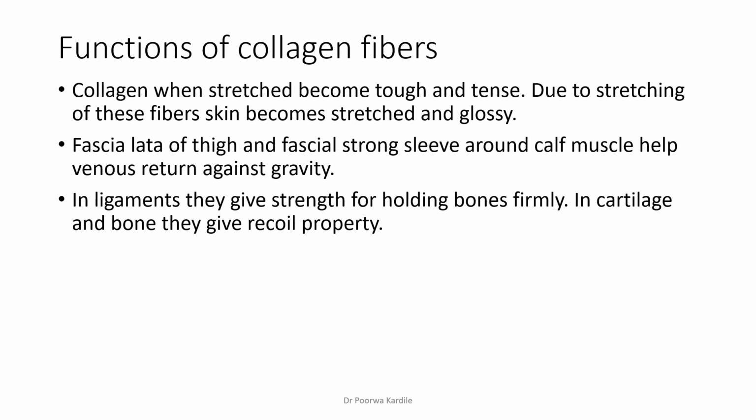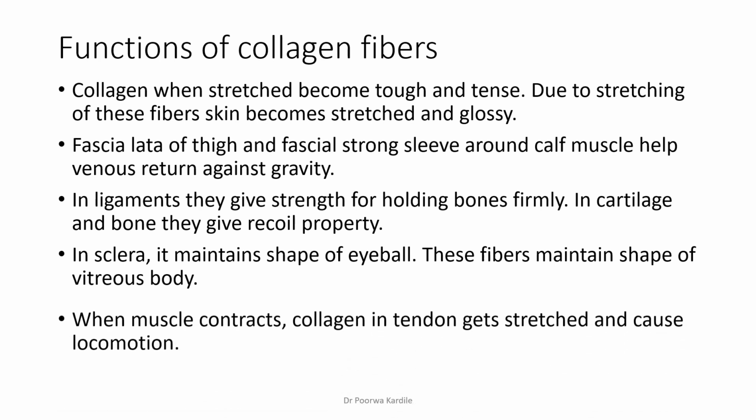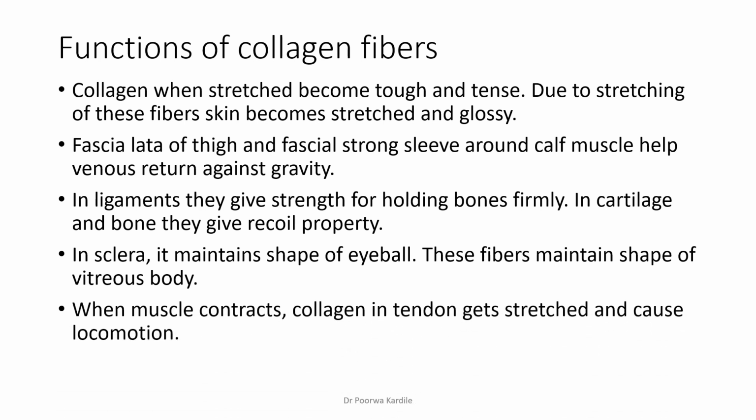and the cartilage and bone has recoil property due to presence of collagen fibers in them. If we take the example of eyeball, sclera and vitreous body, both have collagen fibers in them, and they help in maintaining the shape of eyeball. Then the muscles contract, and the collagen present in the tendon also gets stretched, and it helps in locomotion.